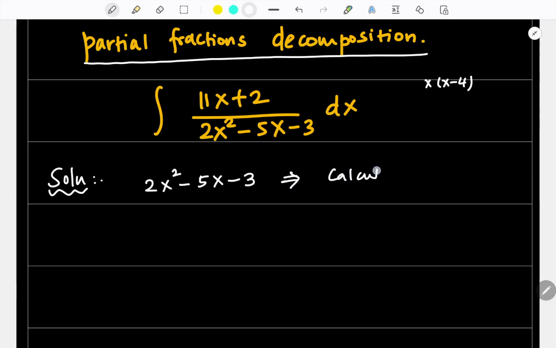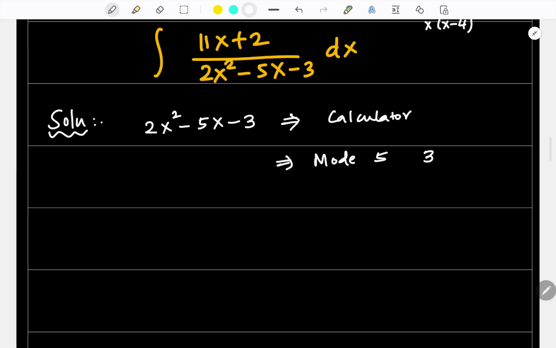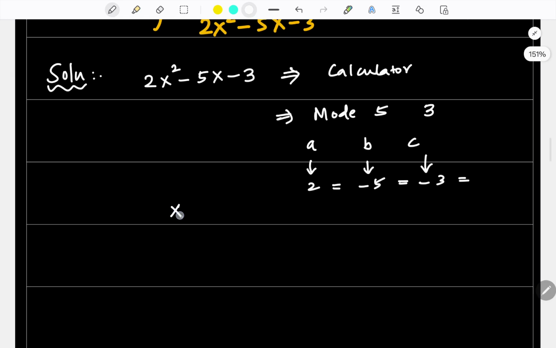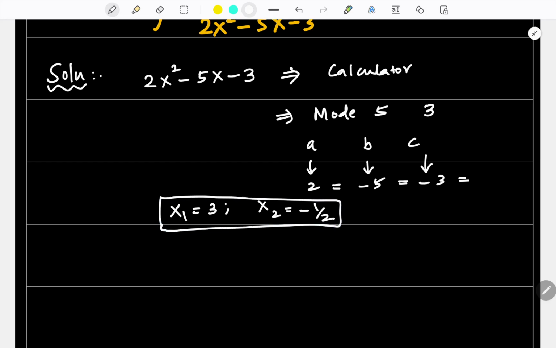Please go to your calculator. Press mode, and then 5, then 3. If you press mode 5 and 3, it will ask you A, B, C. Your A is 2 and B is minus 5 and C is minus 3. Press equal, press equal, press equal. You will get two answers. x1 is equal to 3 and x2 is equal to minus 1 by 2. Do I need to write all these, teacher? No need. You just go to the calculator, press mode 5 and then 3.